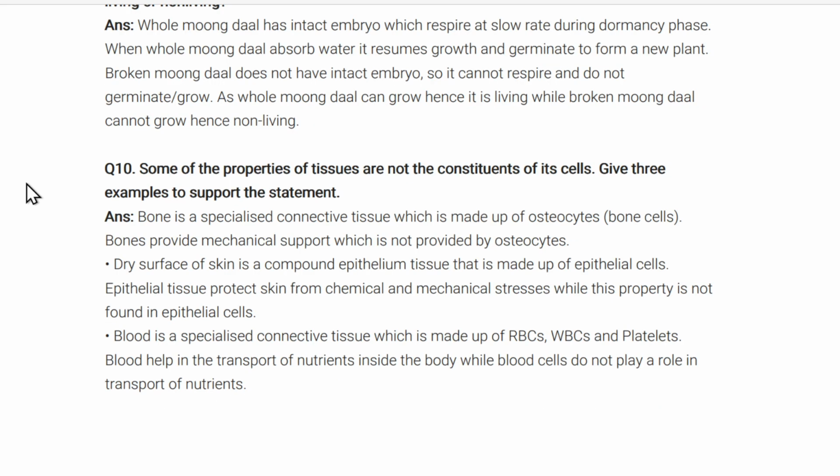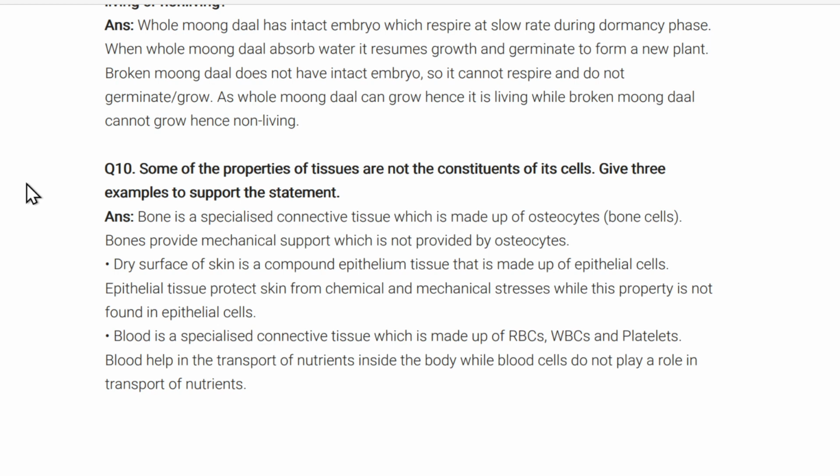Some of the properties of tissues are not constituents of its cells. Give three examples to support the statement. Answer. Bone is a specialized connective tissue which is made up of osteocytes or bone cells. Bones provide mechanical support which is not provided by bone cells. Dry surface of skin is a compound epithelium tissue that is made up of epithelial cells. Epithelial tissue protects the skin from chemical and mechanical stresses, while this property is not found in epithelial cells.